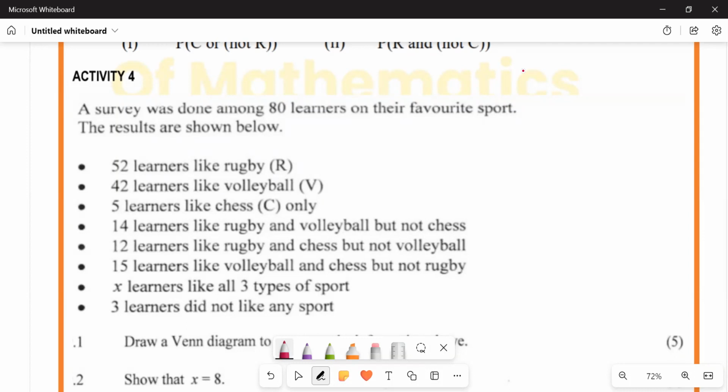So they say a survey was done among 80 learners on their favorite sports. The results are shown. So here we are told which there are learners who like rugby, and then we should differentiate between like rugby and like rugby only. Okay? So we can also have something like rugby, and then this one is going to be only, which is something different from this one.